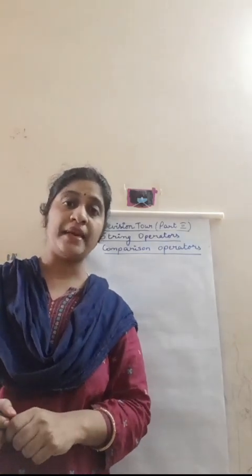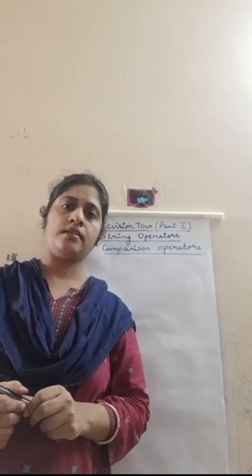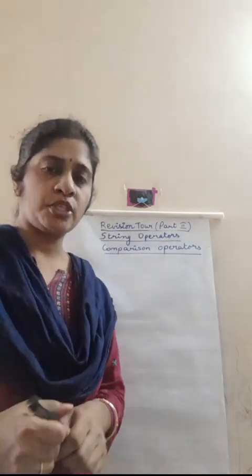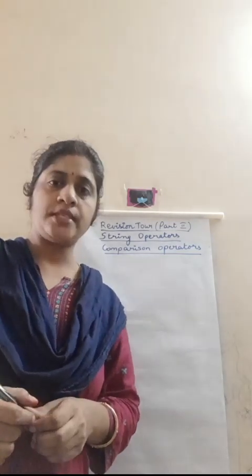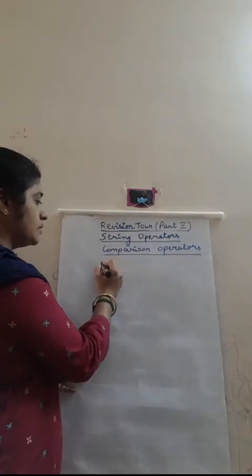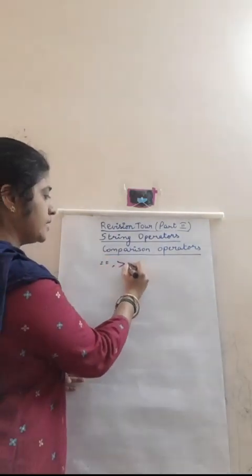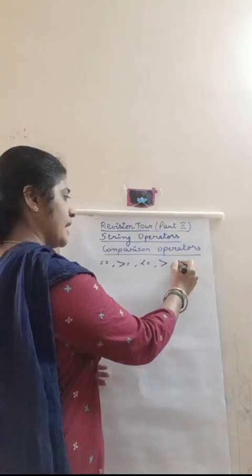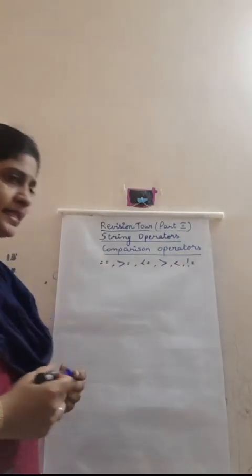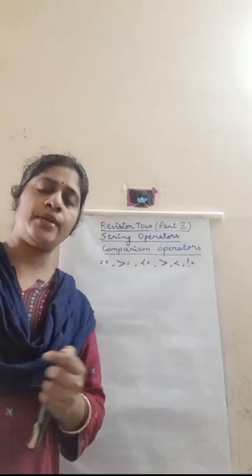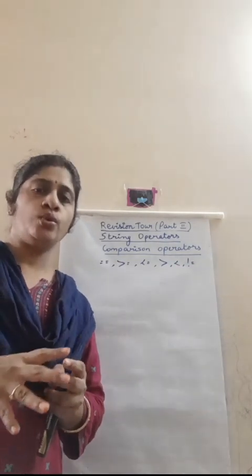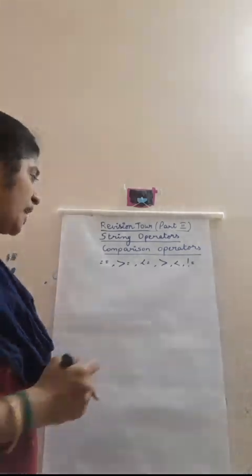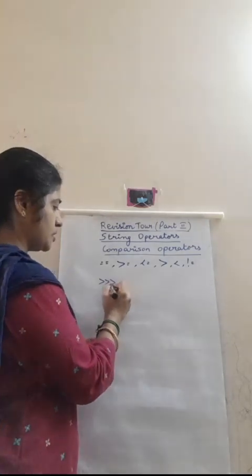Now we will see the comparison operators on strings. What are the different comparison operators supported by Python for doing operations on strings? Equal to, greater than or equal to, lesser than or equal to, greater than, lesser than, and not equal to. So all these operators which we generally use on integers can also be used on strings. Now how is that possible? Let us see. Let us assume that we are in the shell prompt.